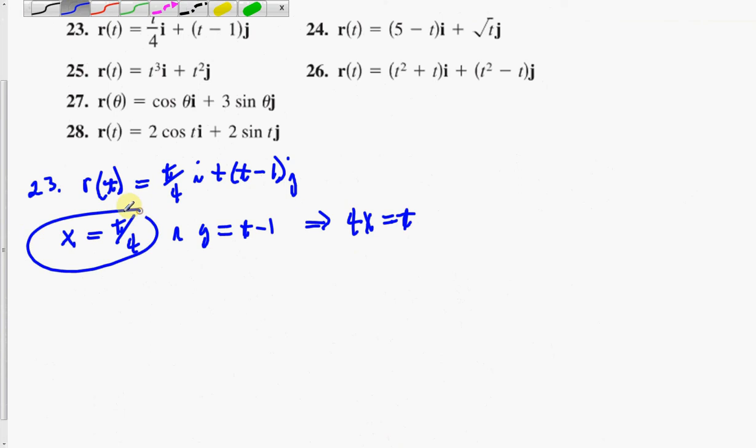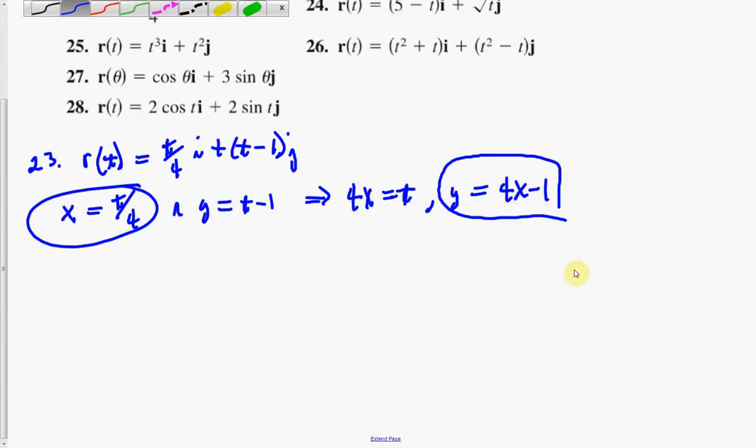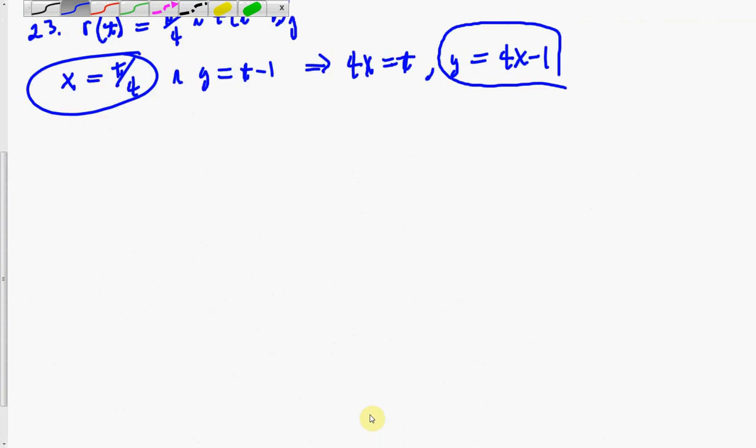From the first, and then we substitute the value of t into the second function. So we have y is equal to t minus 1, where t is 4x minus 1. So we get just a linear graph. So if that be the case, then what we will do is we'll look at t and we'll look at the value of x and the value of y.